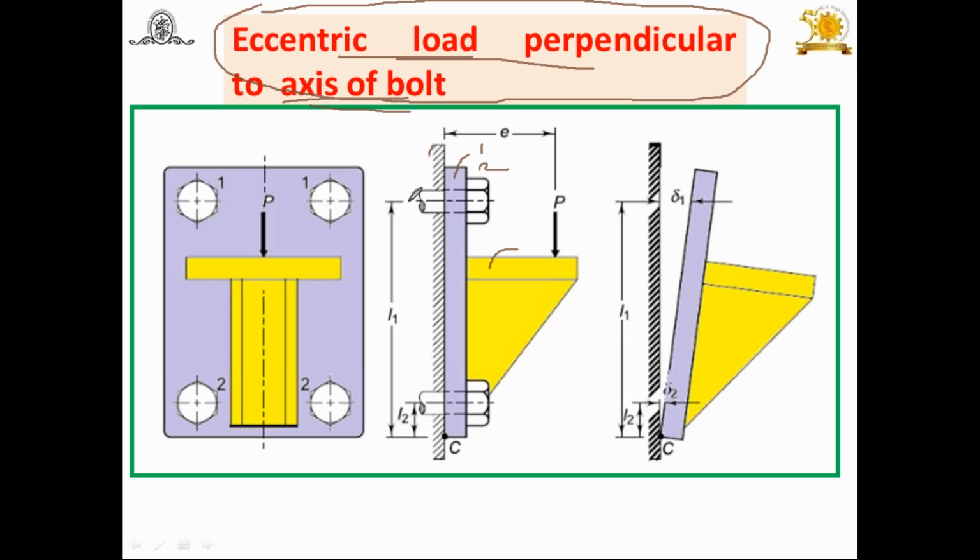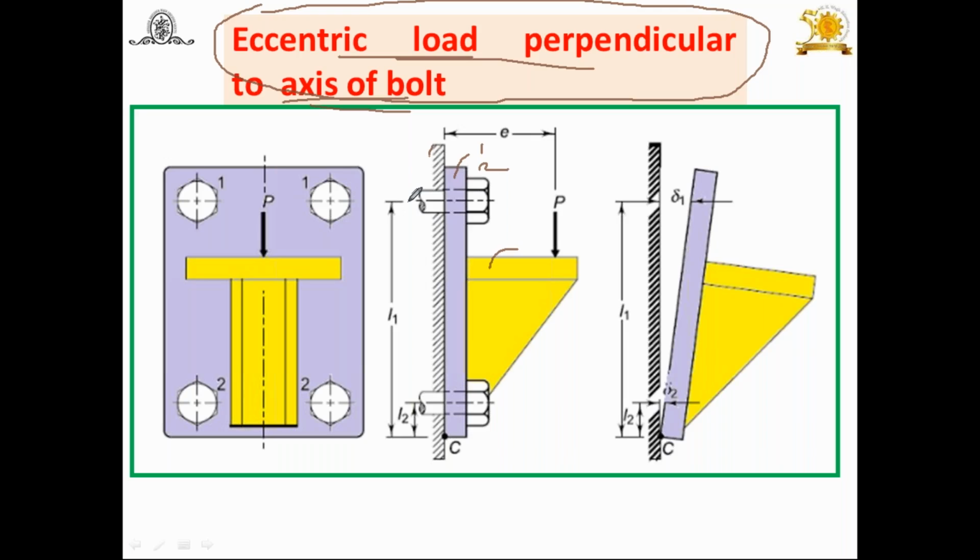Because of that, at bolt position 2 there is some deflection, delta 2. Again, at bolt position 1 there is some deflection, delta 1. This deflection is situated at a distance of L1 from the edge point C, and at position 2 it is at a distance of L2. On the basis of that, we are going to carry out the analysis and tackle this problem. I hope you understood this figure of eccentric load perpendicular to the axis of the bolt.